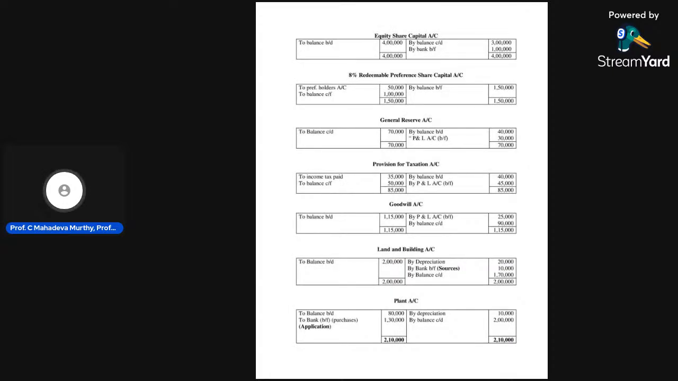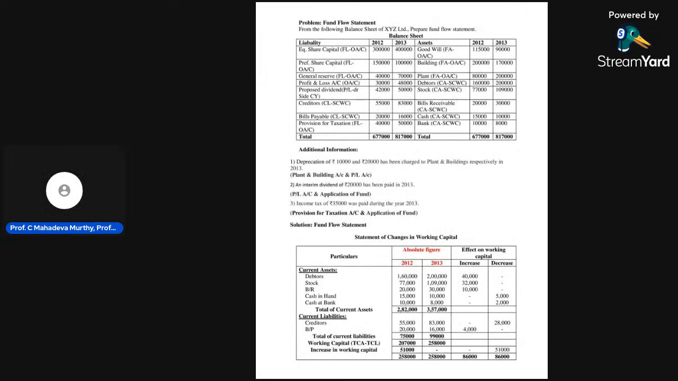Then open an account here. Because current liabilities and current assets are considered here, therefore this is over: debtors over, current assets and stock over, bills receivable over, cash over, bank over. Then in case of liabilities, creditors over, bills payable over. Then for the others, we need to open an account.